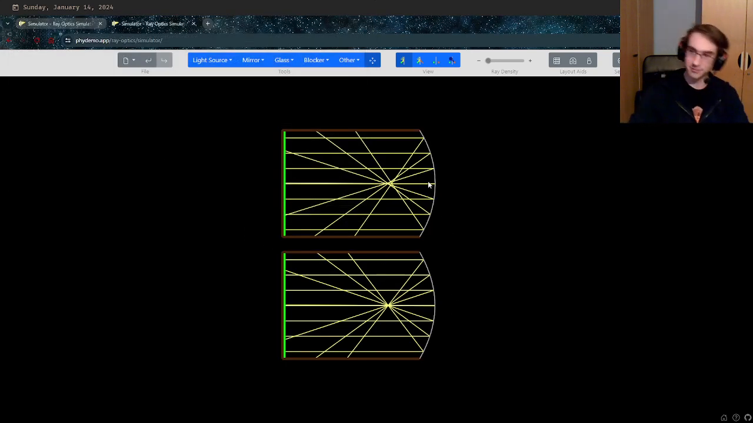So here we have these two mirrors again. And now you can see this is the parabolic one. This one nicely focuses all of my light into a single point. This one doesn't. This is the spherical one. These rays don't nicely all intersect in one point. Spherical aberration.